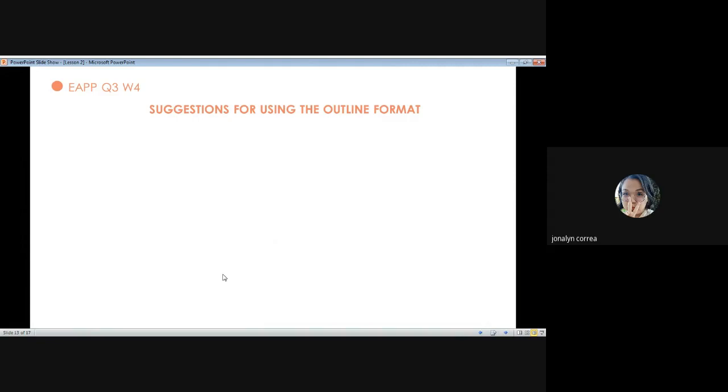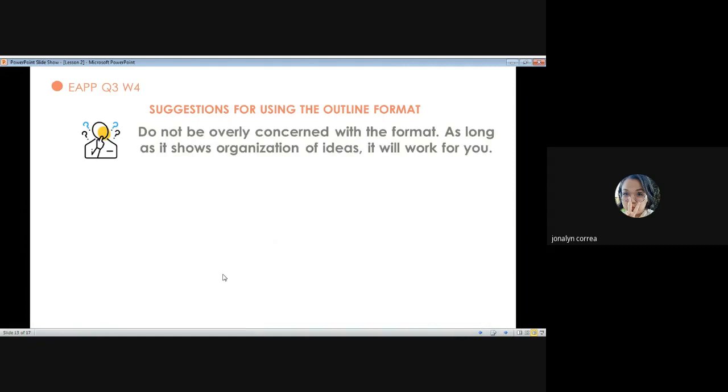So here are suggestions for using the outline format. If you are to do an outline, here are some tips. First, do not be overly concerned with the format. As long as it shows organization of your ideas, it will work for you. Sometimes we are perfectionists, right? Sometimes we focus more on what the format will be, but we neglect what is way more important.